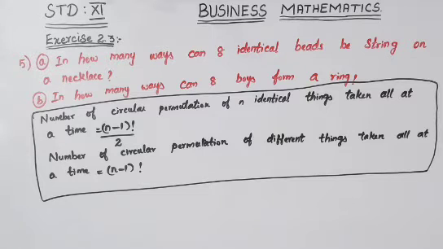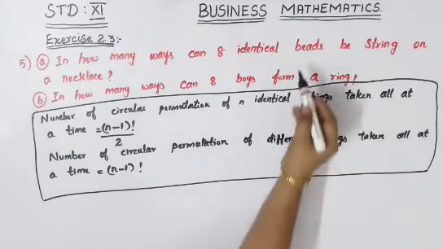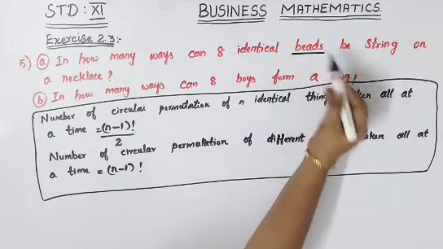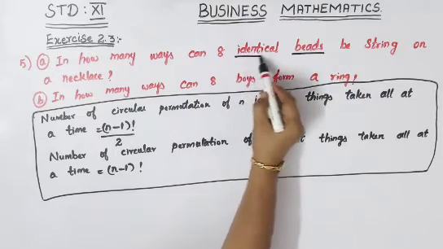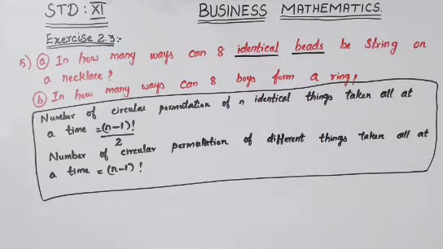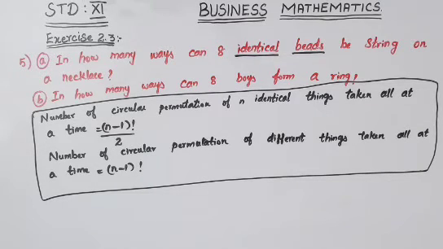Fifth question, 2 subdivisions are there. The first subdivision is, in how many ways can 8 identical beads be strung on a necklace? So they are making a necklace, so you need beads to make a necklace. Normally to make a necklace you will need identical beads, the same beads. So 8 beads are given, and they are asking how many ways it can be made.